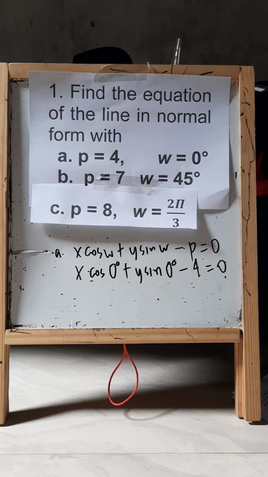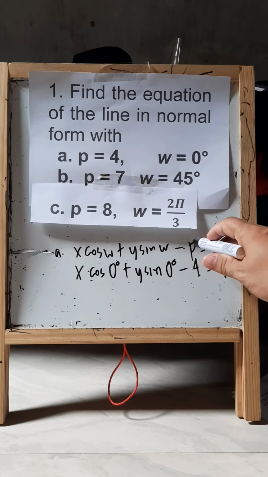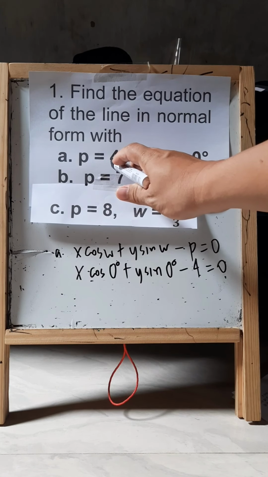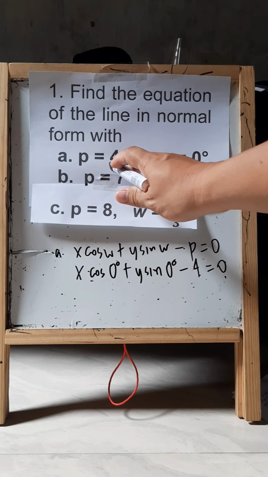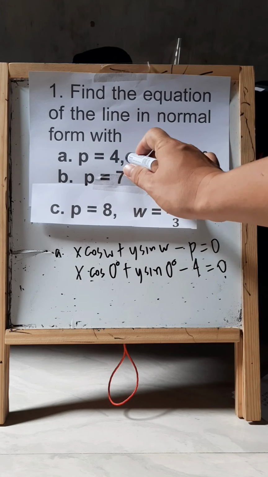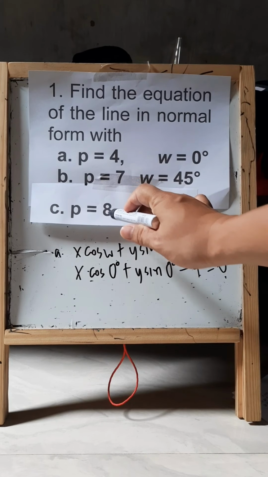By the way, P is always positive. It's only in the equation that it has a minus sign, but its actual sign is always positive. So P equals 4, positive 4, positive 7, positive 8.